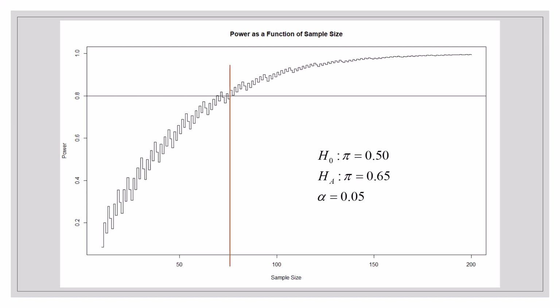We can get a rough approximation of what that is on this graph. It appears to be something around a sample size of 75 participants, but we can get a more precise number by following the power calculation that I showed in the last video and making sure we're indeed at 80%.